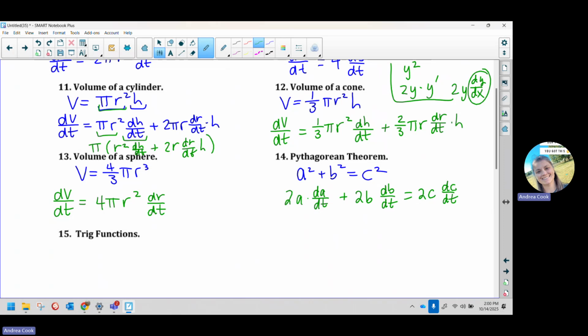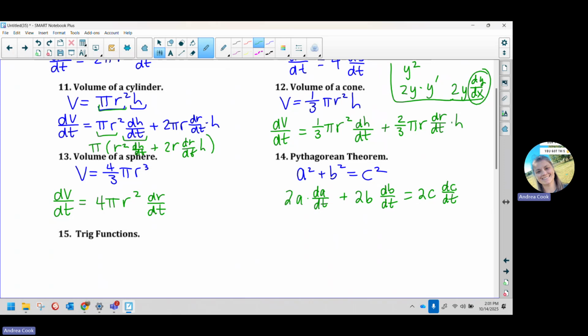Number 14, yep. So 14, Pythagorean theorem, a squared plus b squared equals c squared. I bring the 2 down, so 2a, but then times dA over dt. Same thing for b, 2b times dB over dt. And we can't write them as a prime and b prime, because it's not with respect to x anymore.